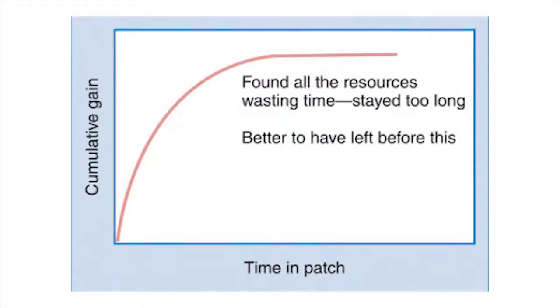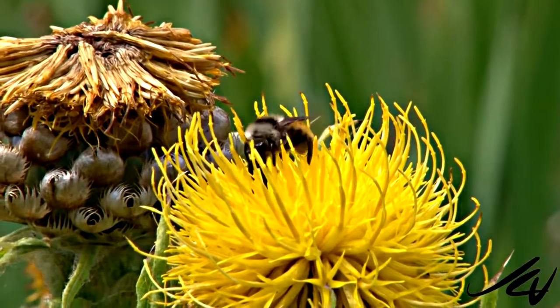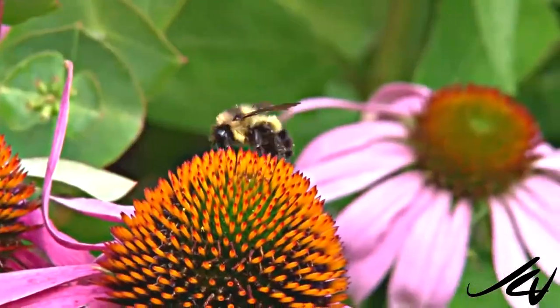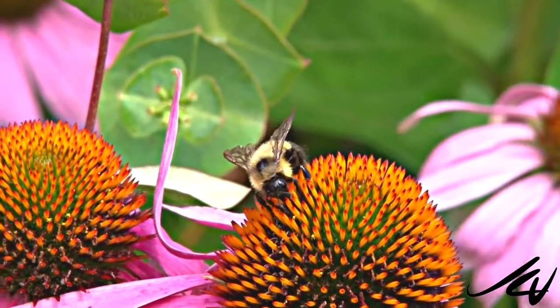We can predict animal foraging behavior with the optimal foraging model. The optimal foraging model states that an animal will choose the foraging pattern that yields the highest energy and nutritional gain while spending the least amount of time and energy doing so. For example, a bee will move to a new patch when the costs of staying outweigh the benefits. If the bee can do better somewhere else, it will move on.